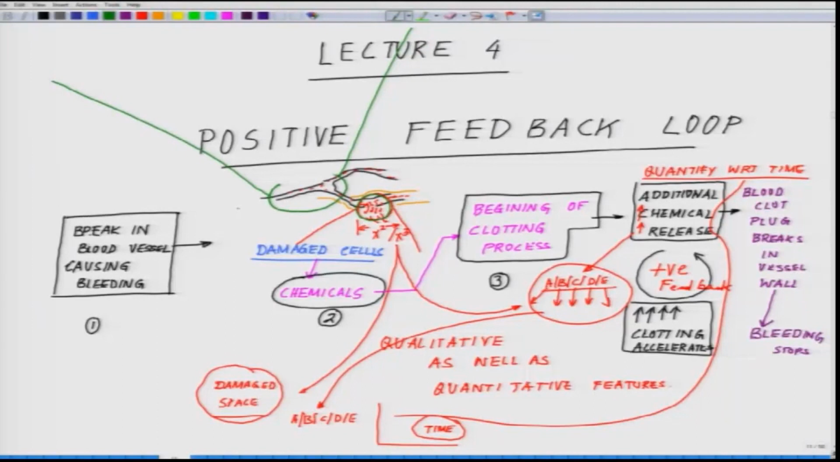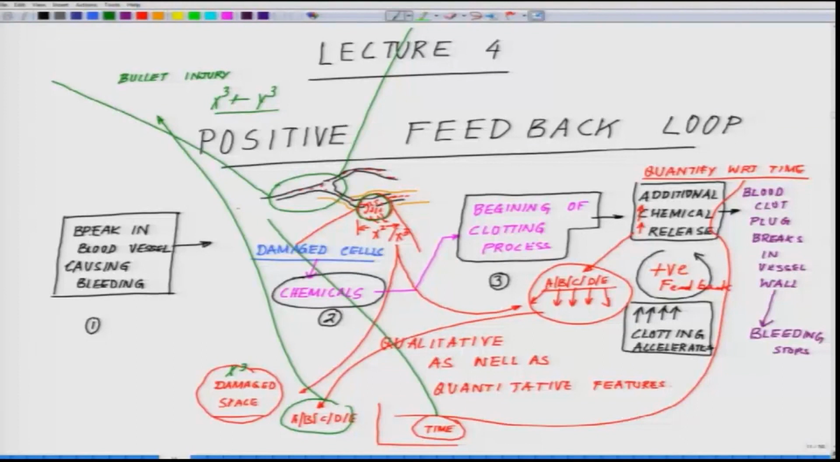This is the amount of damage which I am showing in green. Huge, say for example, a bullet injury or a huge shell hit. Now for this injury, this is space constraints. Now what do you see in terms of damaged space, what we talked about, x cube? Now this becomes x plus x cube plus a huge area, some y cube, and the chemical concentration what will be coming out will also have to change, and not only that, the time which it will take.